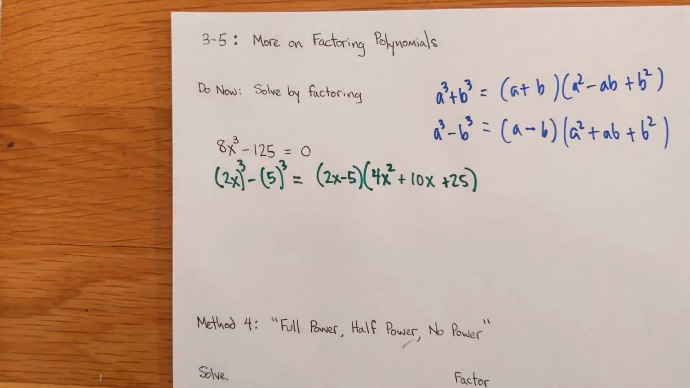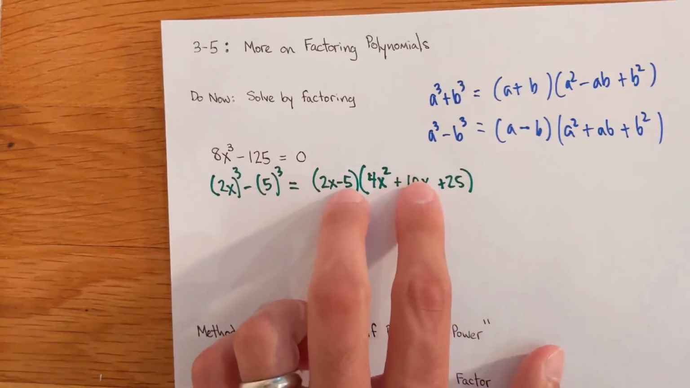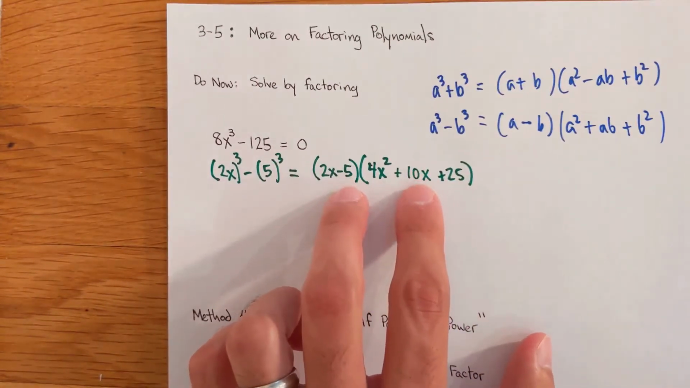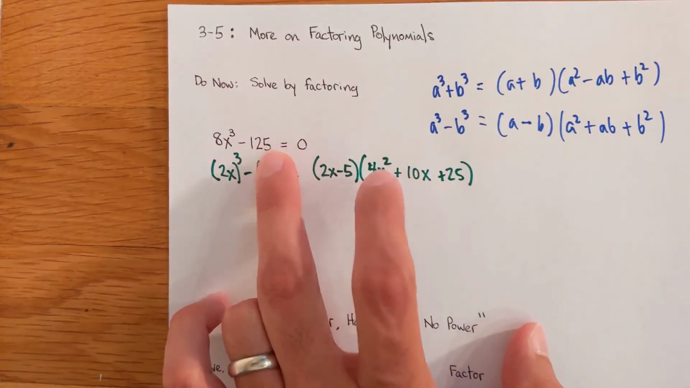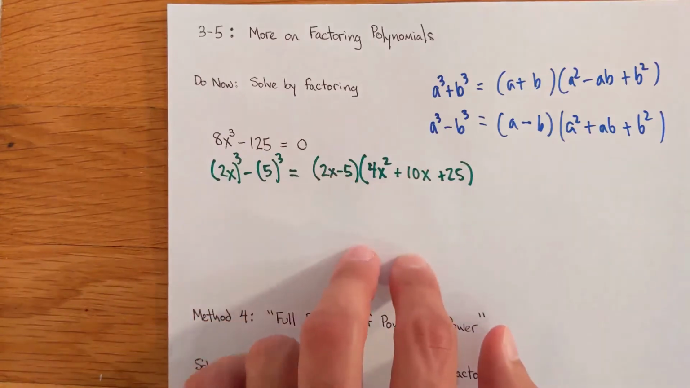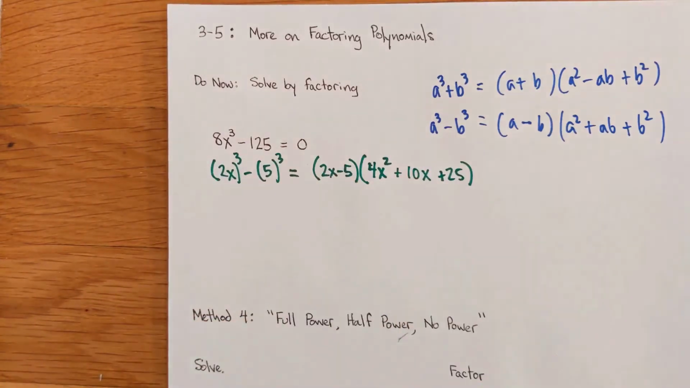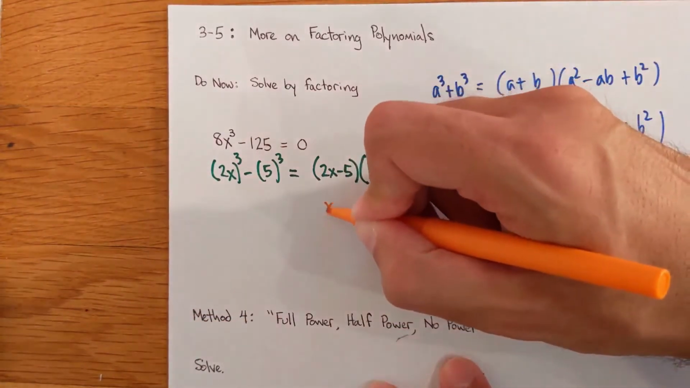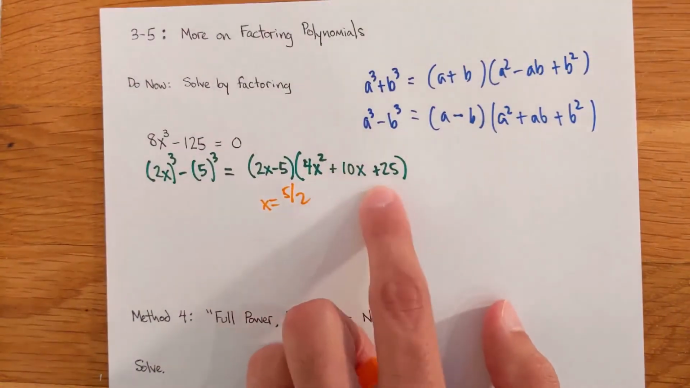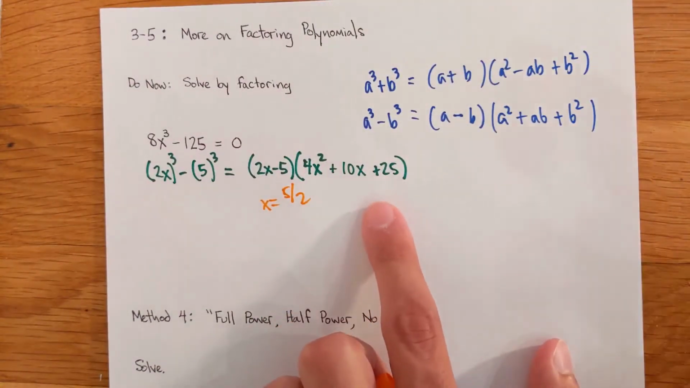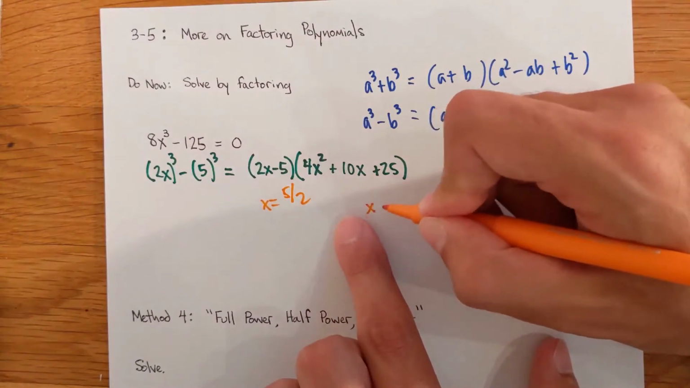Incidentally, I have kids who sometimes want to FOIL these after they get here. I don't know why that pops in kids' heads sometimes, but it does. If you FOIL these, a bunch of stuff cancels and you just get back to where you started. So after you factor, you want to get x and actually get your solutions here. So one answer is real easy. You're going to get x equals 5 over 2. And then for the other answer, you're going to want to throw this in the quad formula. I'm going to go ahead and skip the work on that.